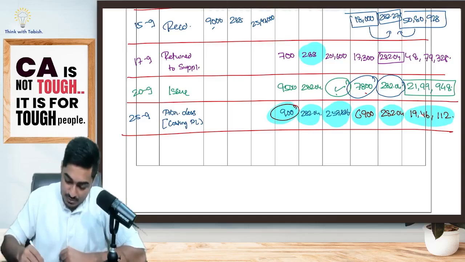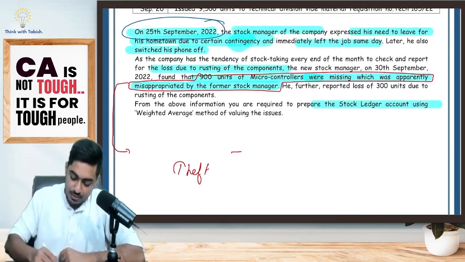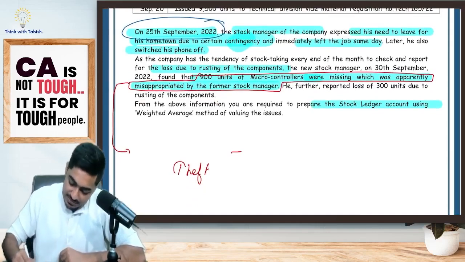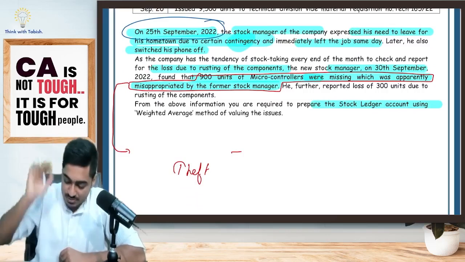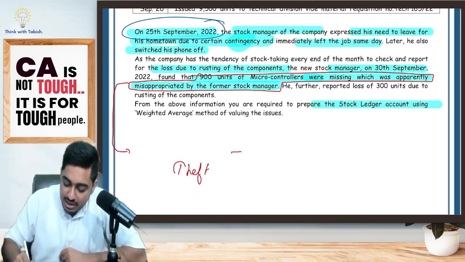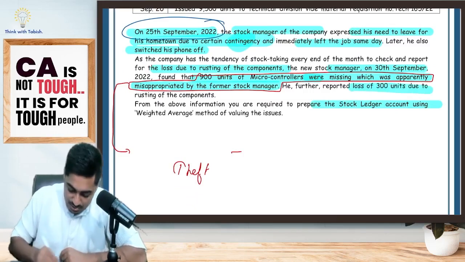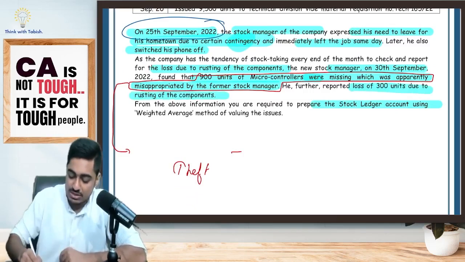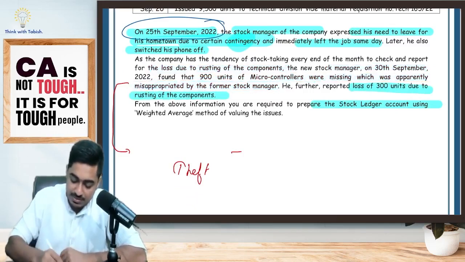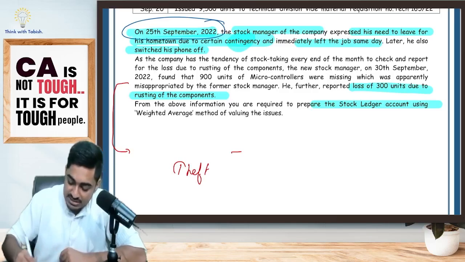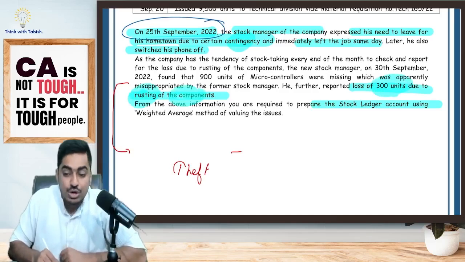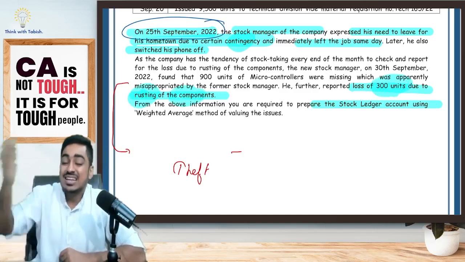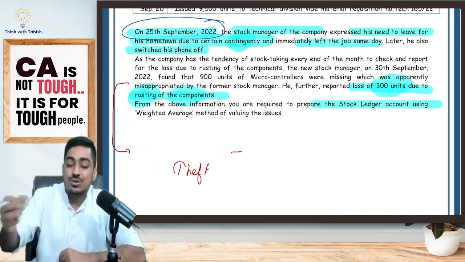Let us see. I will continue reading the question. Pay attention, everyone. On 30th September, the new stock manager found out that 900 units were misappropriated. He further reported a loss of 300 units due to rusting of components. On 30th September, the new stock manager came. He is telling that, okay, boss, 300 units is lost. How? Due to rusting. 300 units are there, but I cannot use that because it has got rusted.